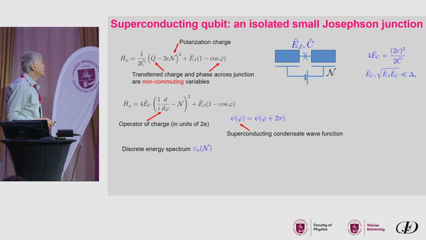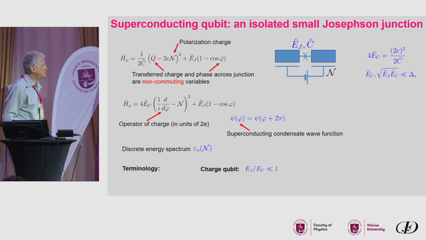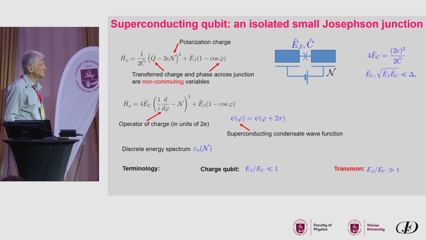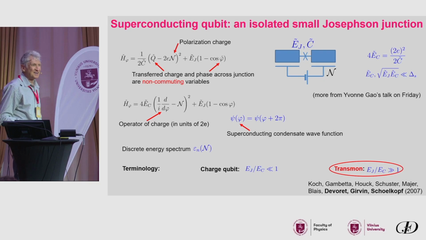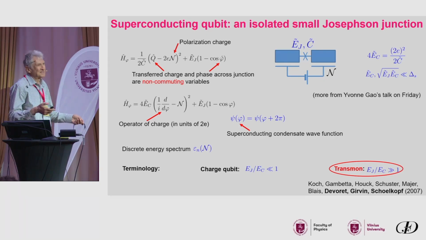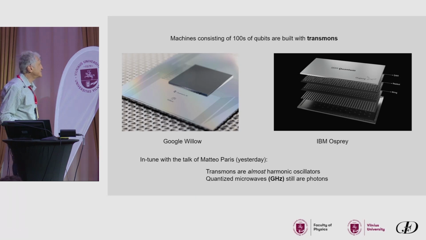Now, the terminology. A charge qubit is a qubit with small Josephson energy compared to charging energy. The transmon is the opposite limit, when the charging energy is small. And this is the workhorse of basically all the working industrial quantum computers. You'll hear perhaps more about it from one speaker on Friday. So transmons are in all these fancy things.